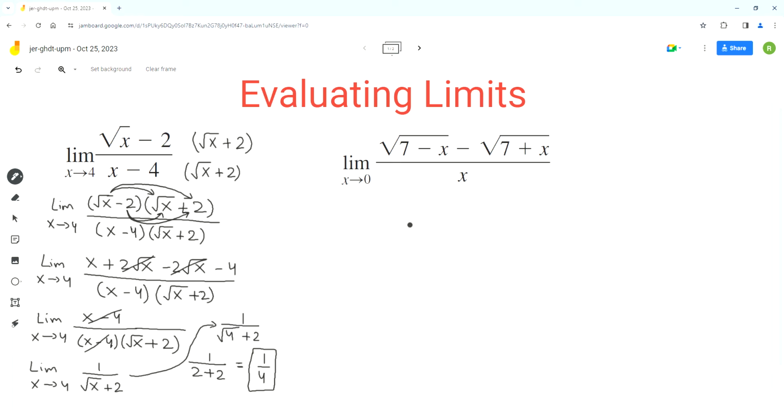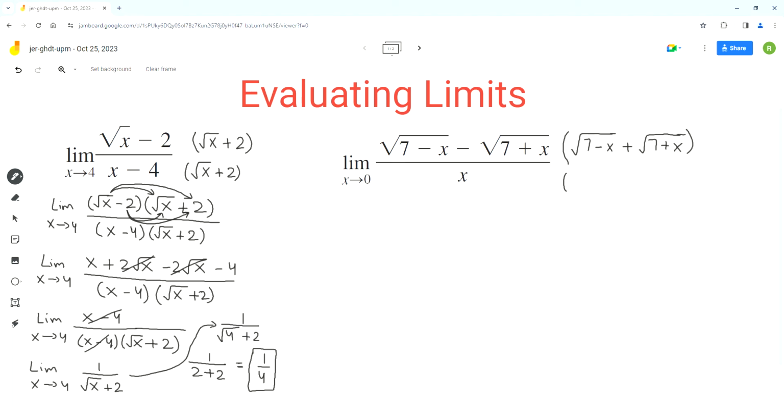We cannot use direct substitution because if we sub in x as 0, the denominator becomes 0, so the fraction will become undefined. Now in the numerator, both terms are square root terms, so we can rationalize the numerator using the conjugate method, and then we'll be able to cancel out the x in the denominator. So we multiply the numerator by the conjugate of the numerator expression. That means same terms but opposite sign in the middle. So plus square root of 7 plus x.